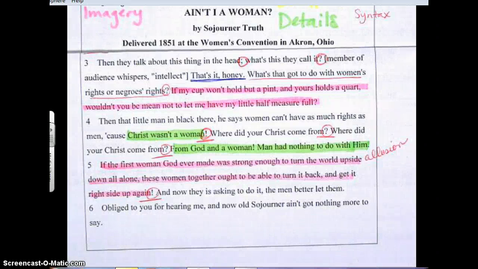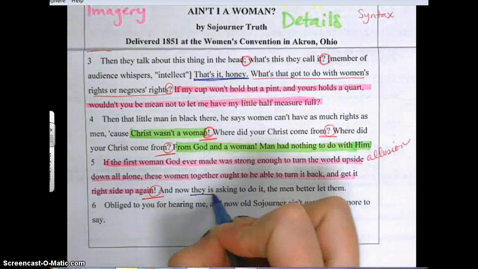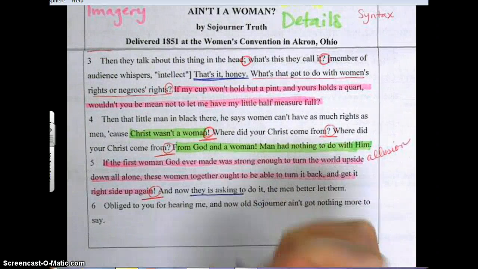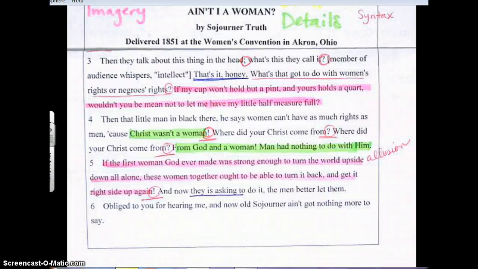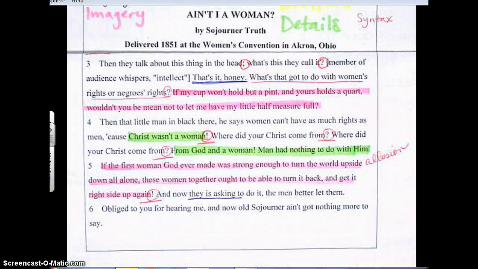End of paragraph 5. "And now that they is asking to do it, the men better let them. The men better let them turn the world back upside down and fix it." Notice this. "They is asking." That's an incorrect subject-verb agreement. So we have, again, an example of the overall language being very informal and conversational.